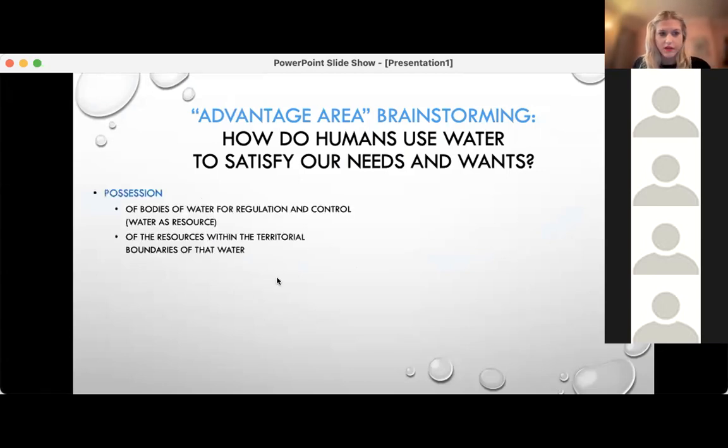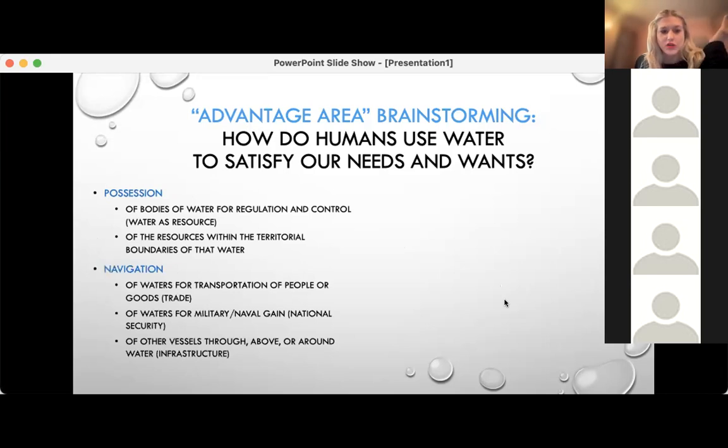There's possession, issues related to possession. So possessing bodies of water for regulation and control, and possessing the resources within the boundaries of that water. You can extract, for example, if there's oil offshore but it's within United States territory, we can drill for oil. We can drill under the water for that oil if it's deemed that that's our territory.